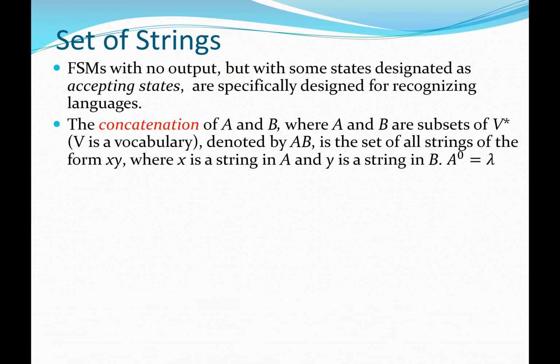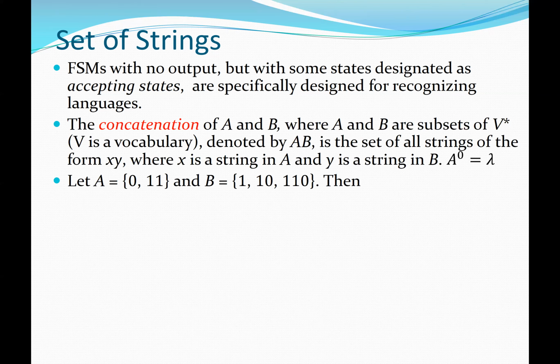The concatenation of A and B, where A and B are subsets of V star, and V is a vocabulary, is denoted by AB. It contains the set of all strings of the form XY, where X is a string in A and Y is a string in B. It's kind of a distributive property: start with the set A, apply it to everything in set B, and so on. The set A to the power 0 will be just lambda.